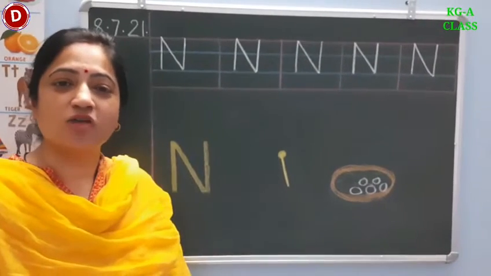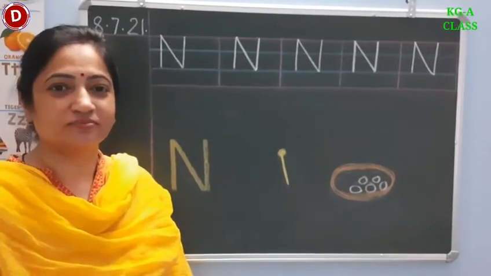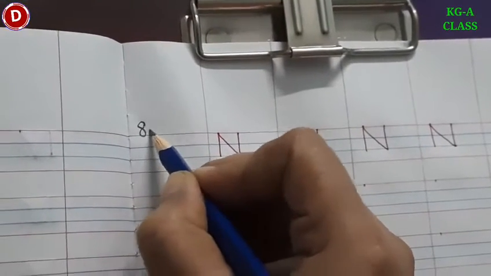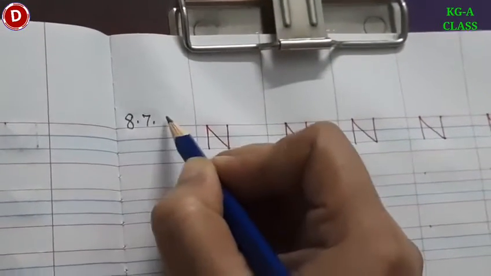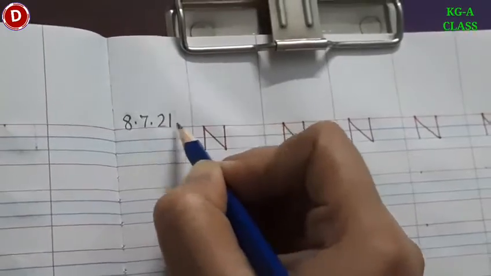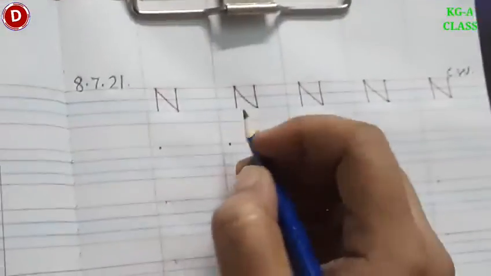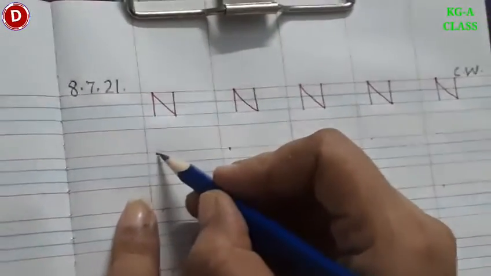Now I will show you how you will write in your notebook. Children, now it's time to write capital N in the notebook. First, you have to write today's date. Today is 8th July 2021, like this. Alright. Now see children, I have written in the first line which you have to see. Now see how I'm writing.